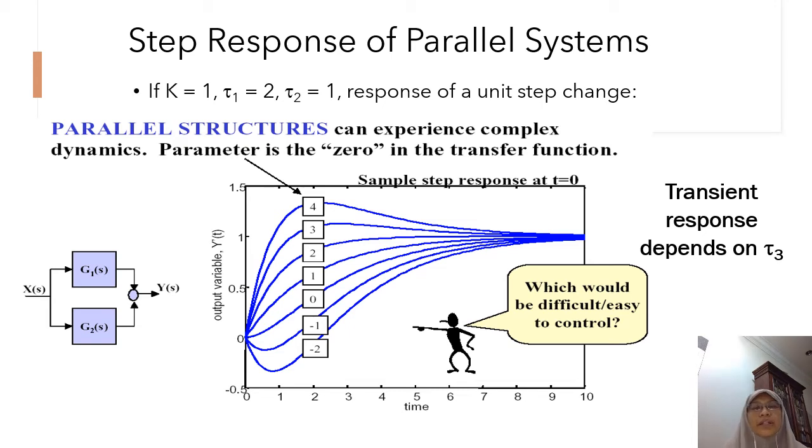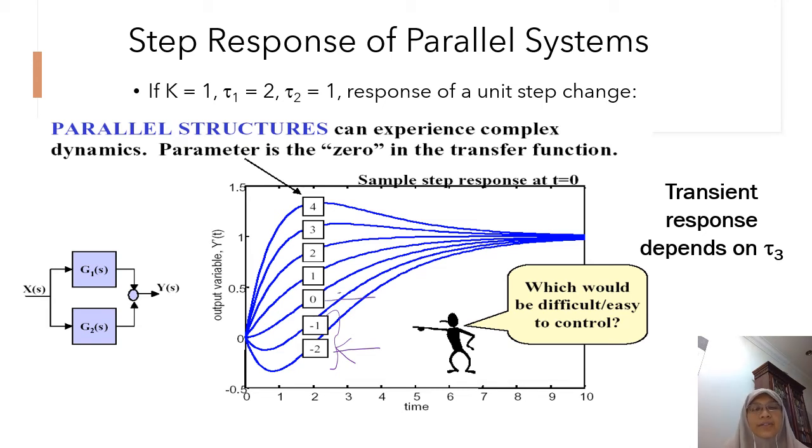So tau 3 being in the numerator is the zero in the transfer function. And whatever the value of tau 3 is, it affects the transient response before getting to the new steady state value. If tau 3 is negative, this is when we get the inverse response.